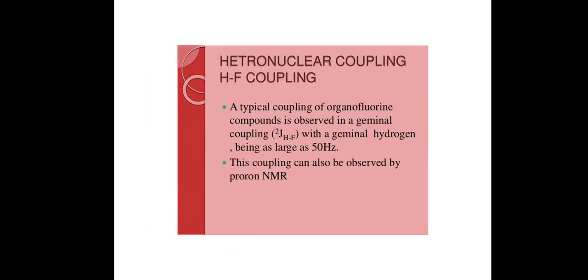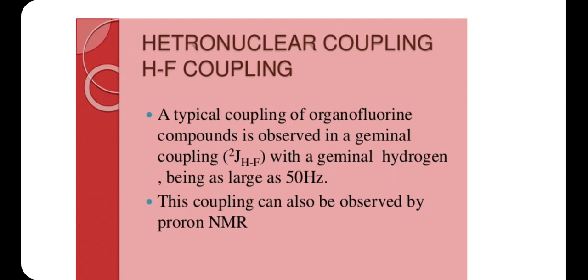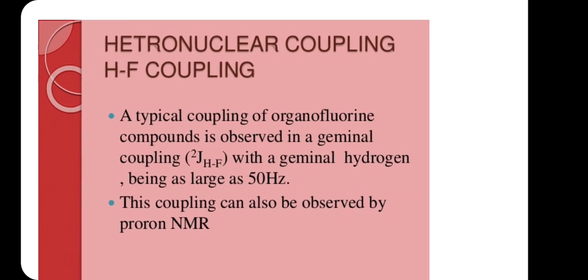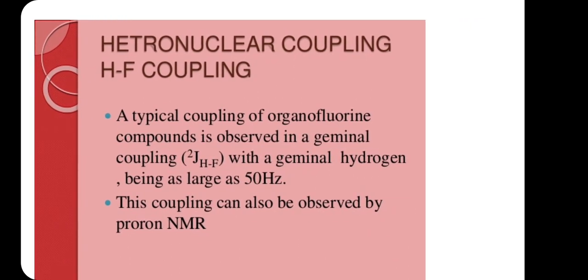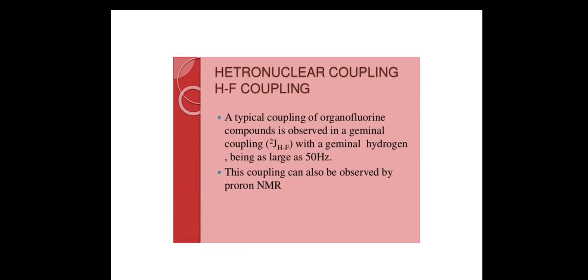So this is a heteronuclear coupling. Heteronuclear coupling means the fluorine is coupled with other heteroatoms. A typical coupling of organofluorine compounds is observed in a geminal coupling, that is 2J coupling, with a geminal hydrogen being as large as 50 Hz. This coupling can also be observed by proton NMR.